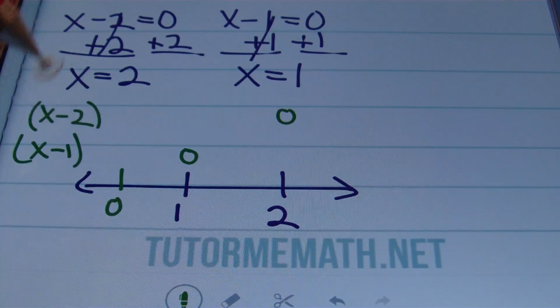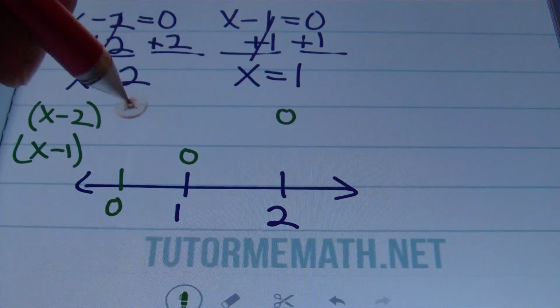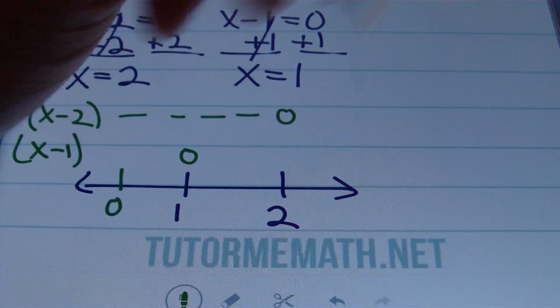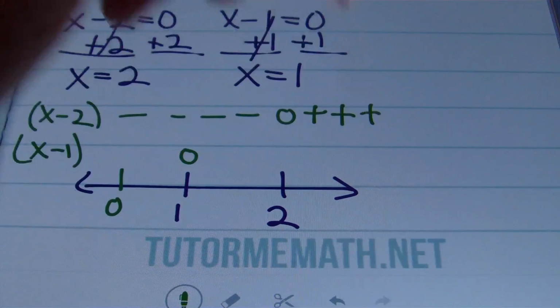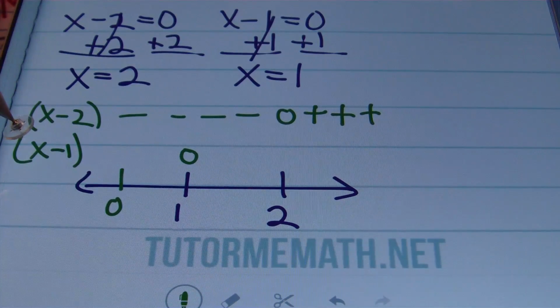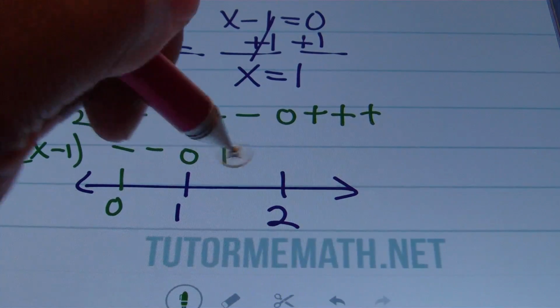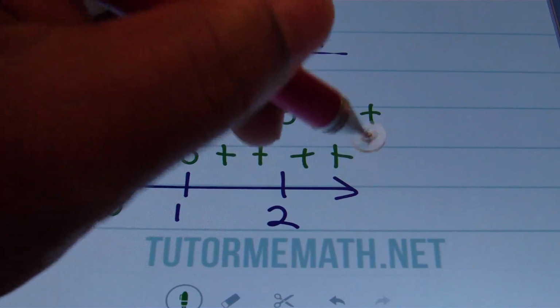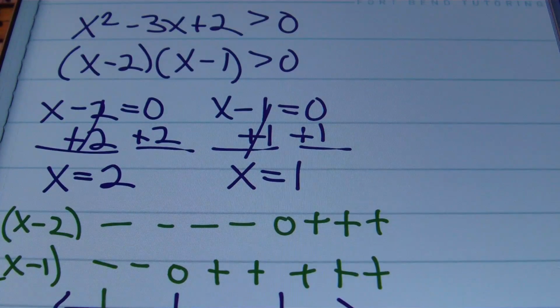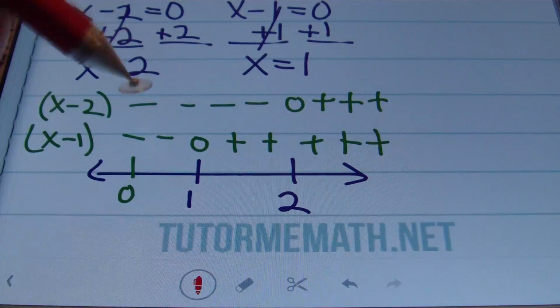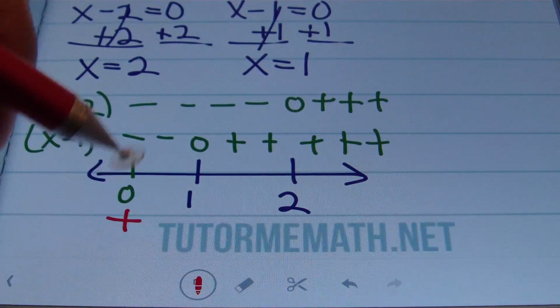Next, I'll be plugging in this test value into the factors to find out the sign of the result. So here I have 0 minus 2. That'll give me a negative value. So I'll end up with negative values until I get to this 0, and then they become positive. Plugging in 0 into the second factor, 0 minus 1 is going to be a negative value until I get to this 0 here. Then after that, they'll become positive. And recall that these two factors are multiplying to get a positive result. That's what you want. So therefore, a negative times a negative is a positive result.